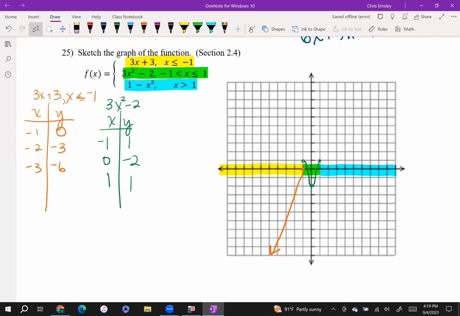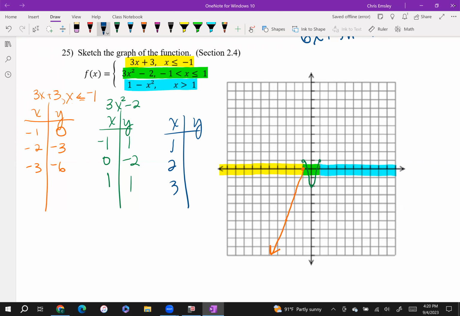And then finally, our last part of the graph for x values greater than 1. Again, even though it's strictly greater than, I'm going to include 1 because I got to go all the way right up to it without actually including the endpoint.